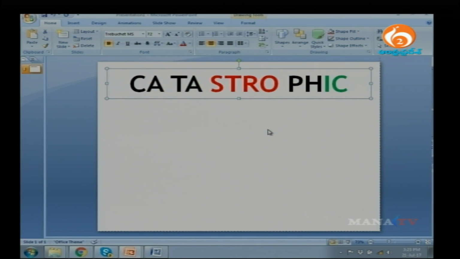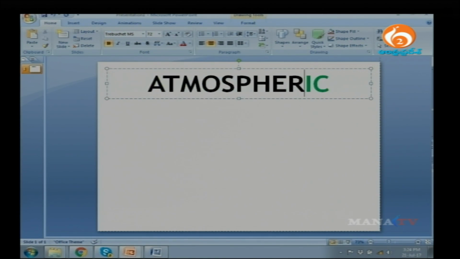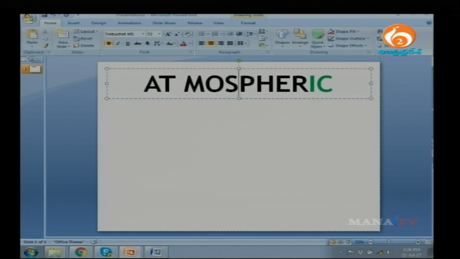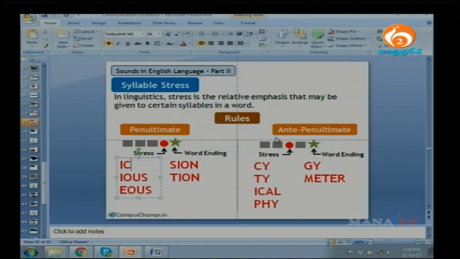Catastrophic. All right. Another word, atmospheric. So let me break it into syllables. Atmospheric. So my stress will be here, atmospheric. All right. Next word ending is IOUS.